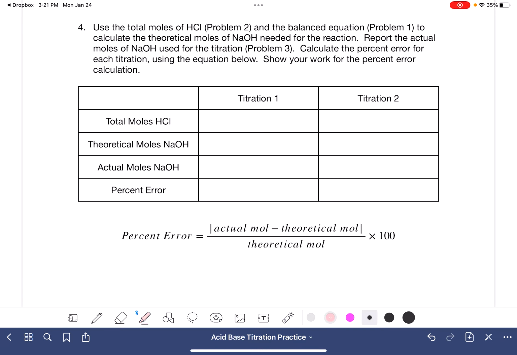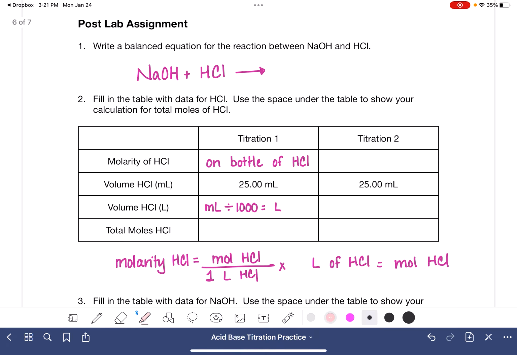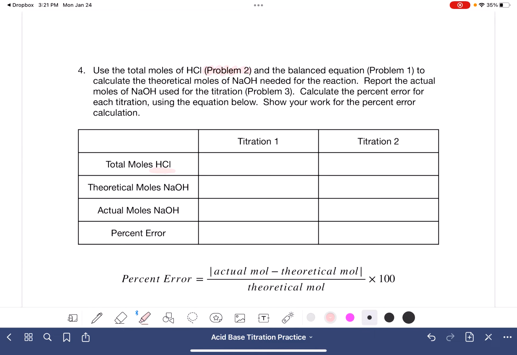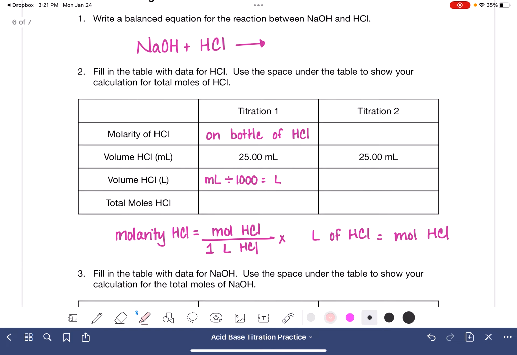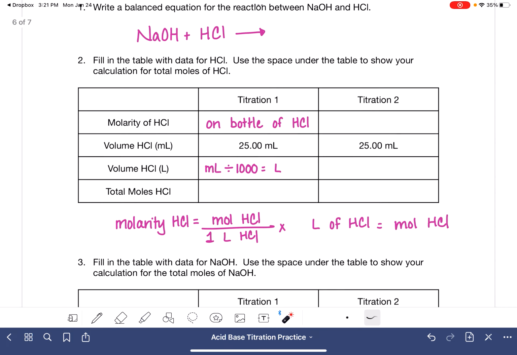This says it's coming from problem number 2. So you'll go back to problem number 2. I'm sorry, I said NaOH, I meant HCl, total moles of HCl. You'll go back to problem number 2 and you'll take your total moles of HCl from these 2 boxes right here, and you will just copy that into this spot right here. So you're just copying it. And then you're going to calculate the theoretical moles of NaOH. This is a calculation.